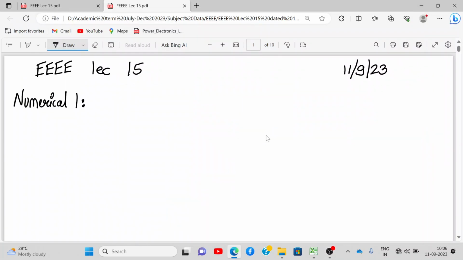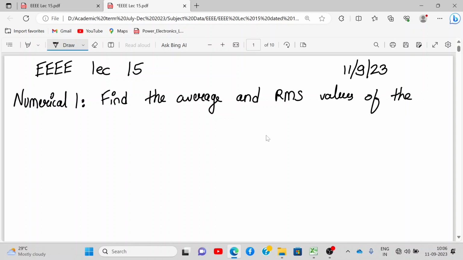Okay, let's begin with lecture number 15. Write down the question. Find the average and RMS values of the waveforms shown below.